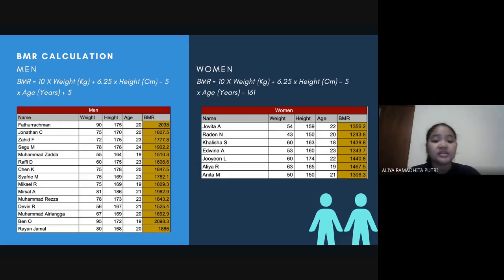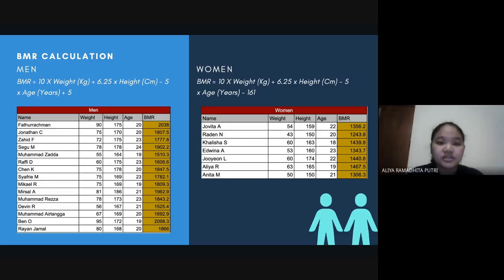And if you are active, with hard exercise like sports 6 to 7 days a week, you multiply the BMR by 1.72. And if you are extra active or very hard active, like you have sports and a physical job or two times training, you calculate it as BMR times 1.9.